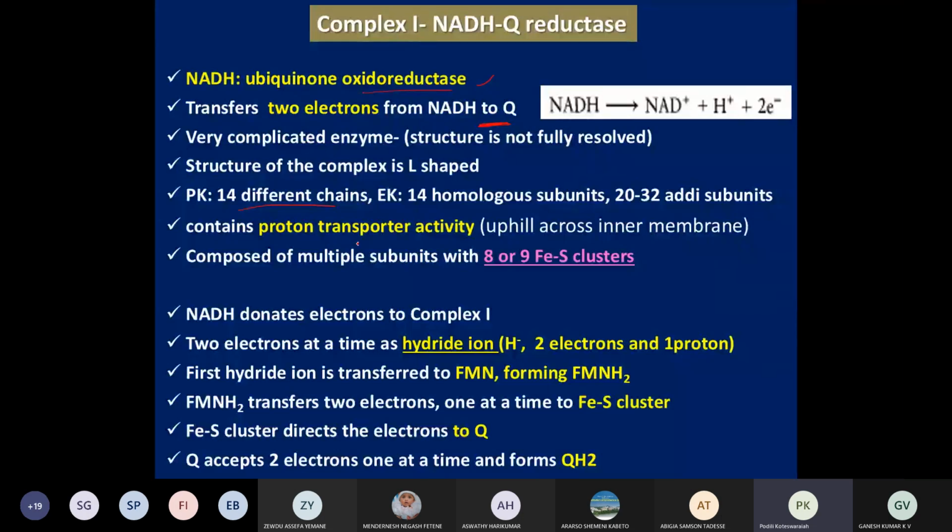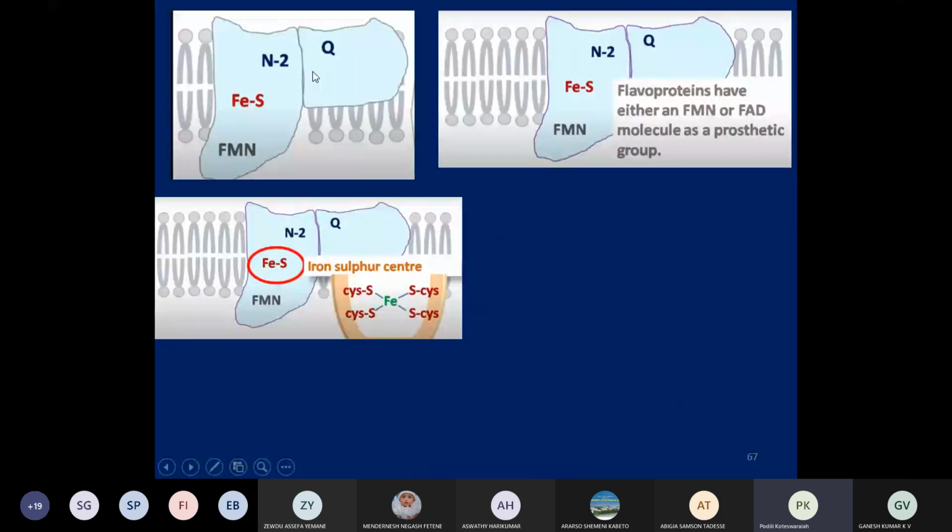This complex 1 has many cofactors, as I already said. It has FMN as a cofactor. In addition to this, 8 to 9 iron sulfur clusters are also present, and you can also clearly see this here. It has the FMN cofactor, iron sulfur clusters, iron sulfur proteins, and the binding site for ubiquinone.